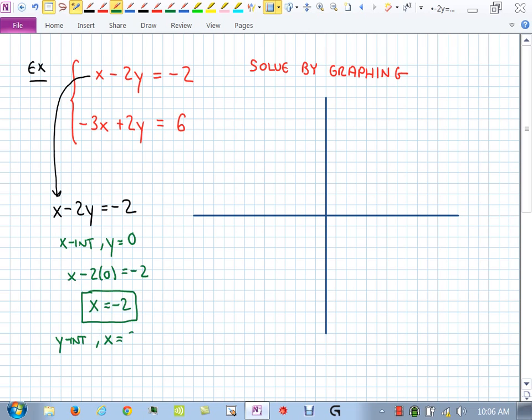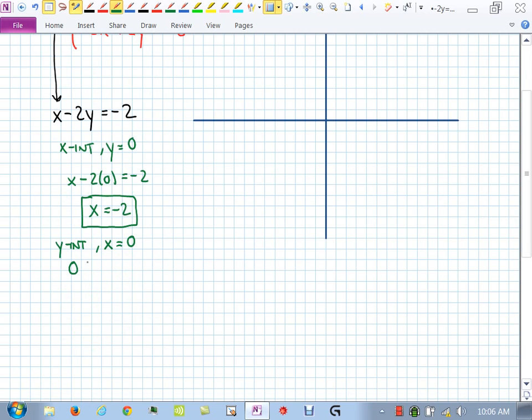Set x to 0. That means you get 0 minus 2y equals negative 2, which means negative 2y equals negative 2. Divide both sides by what? Negative 2. So y is what? 1. Okay, so x is negative 2, y is 1.